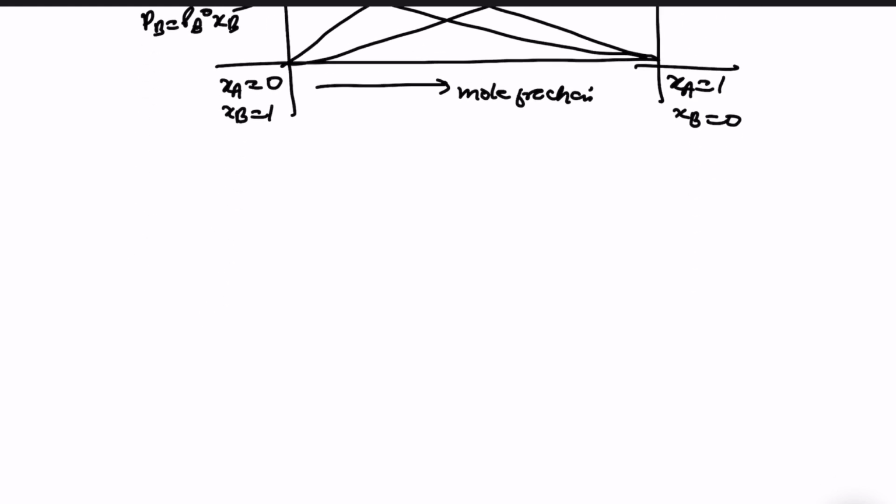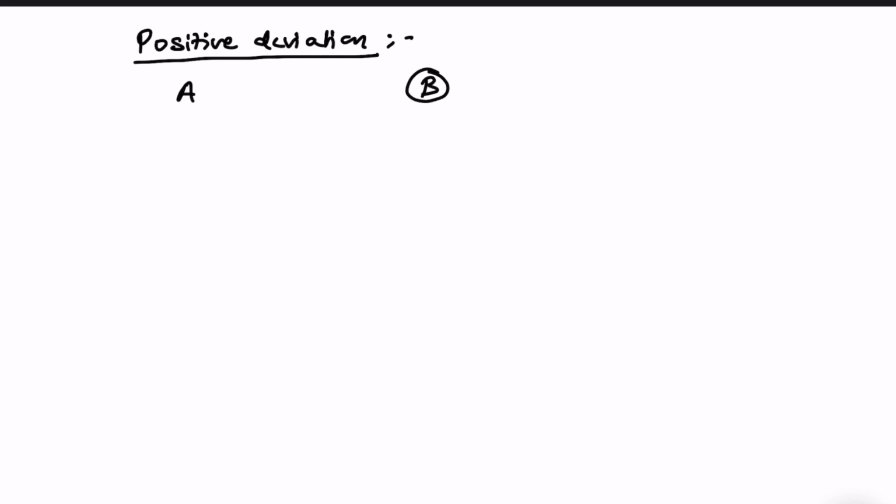The last topic in this is when is the substance going to show positive deviation, and when is the substance going to show negative deviation? Positive deviation. Suppose I am mixing A and B. I am mixing two substances A and B to form a solution, and the forces between them were previously stronger.